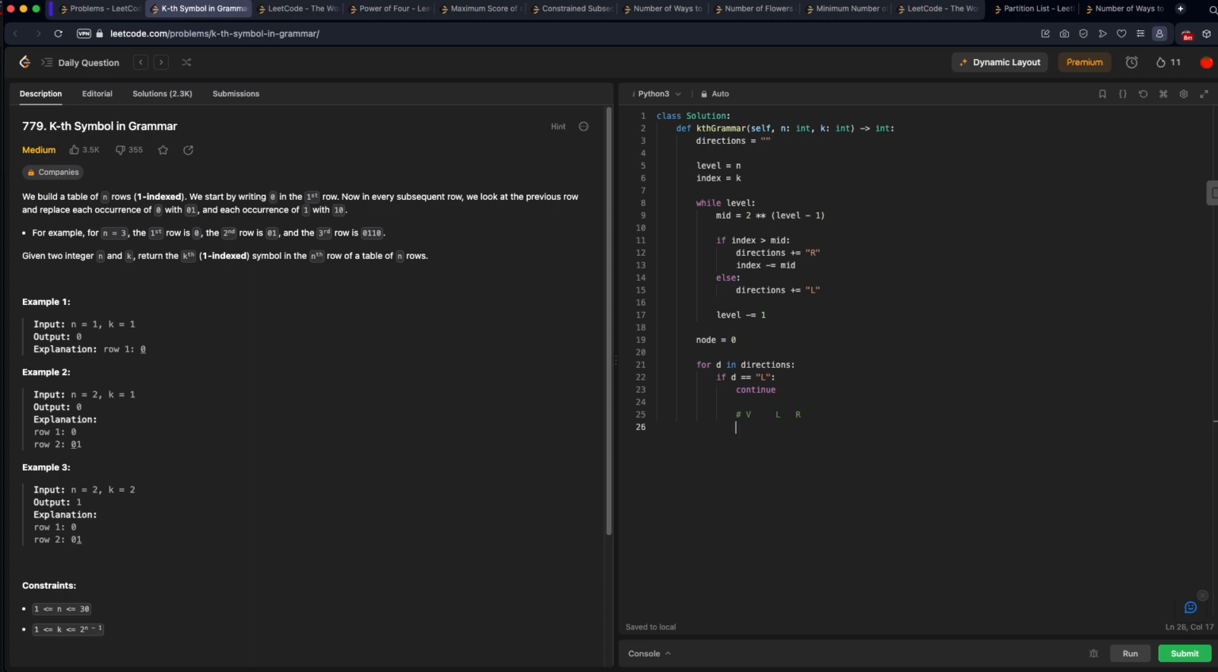So the value of our node, if it's 0, right, then our left, as we can see over here, our 0 becomes a 0, 1. So the left is a 0, and the right is a 1. All right, and if our value is a 1, this tells us our left is a 1 and the right is a 0.